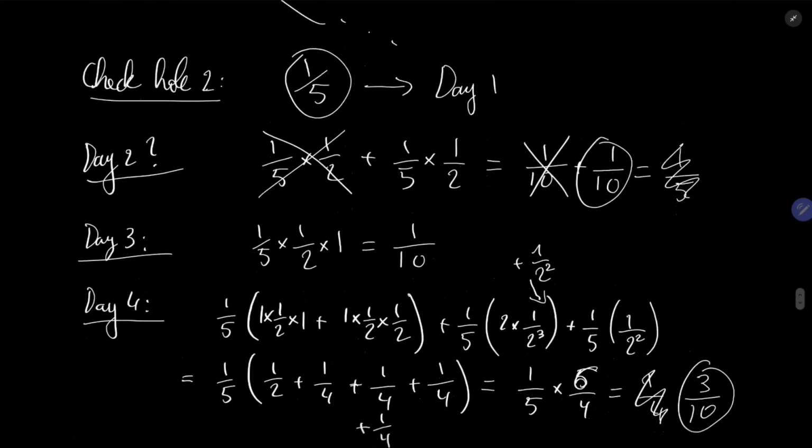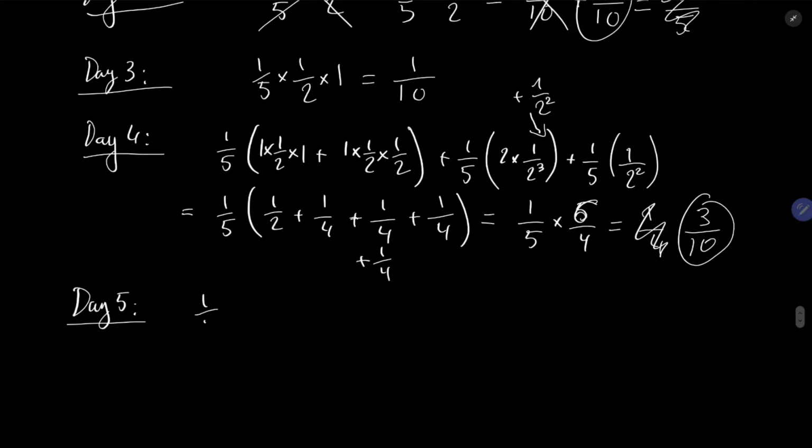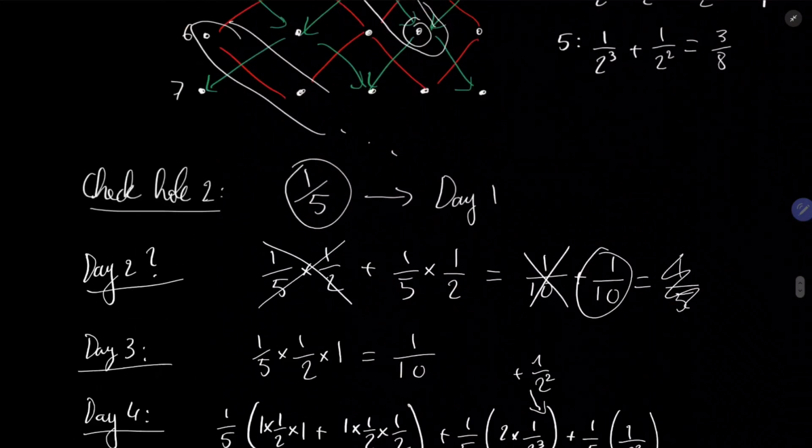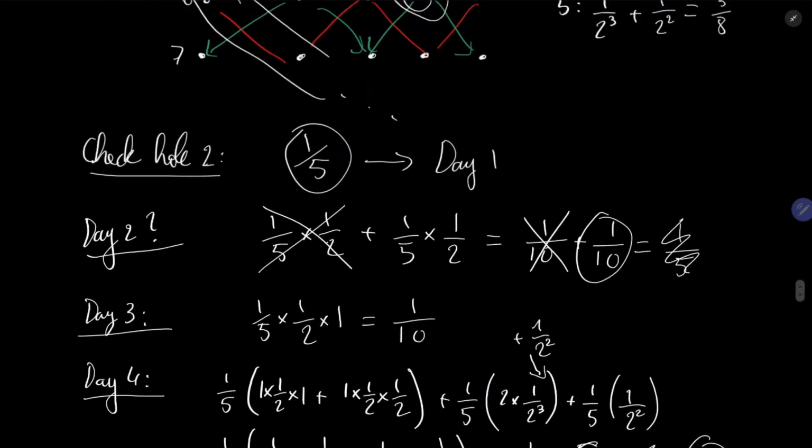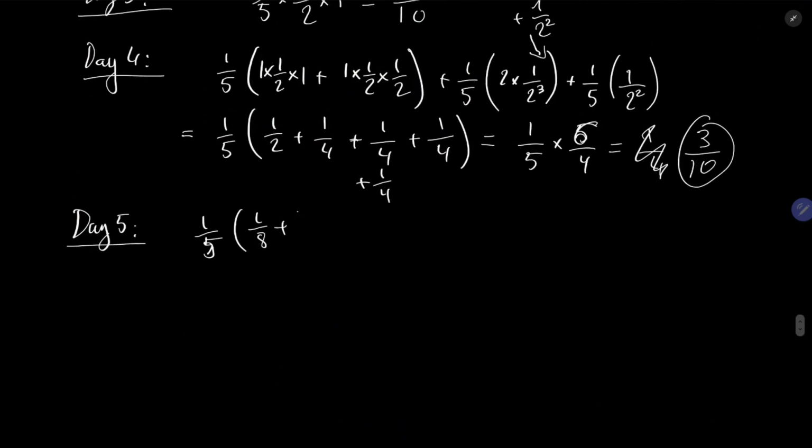Therefore, the total probability to be caught in day number 5 is equal to 1/5 of 1/8 plus 1/4, so 2/8, plus 3/8, which is equal to 1/5 multiplied by 1 plus 2 plus 3, so 6/8, which is equal to 3/4. So we have 3 divided by 20.